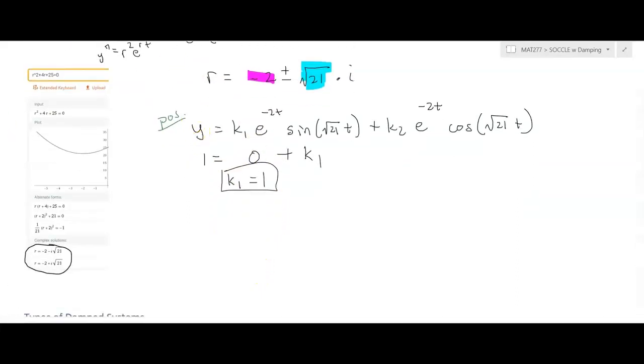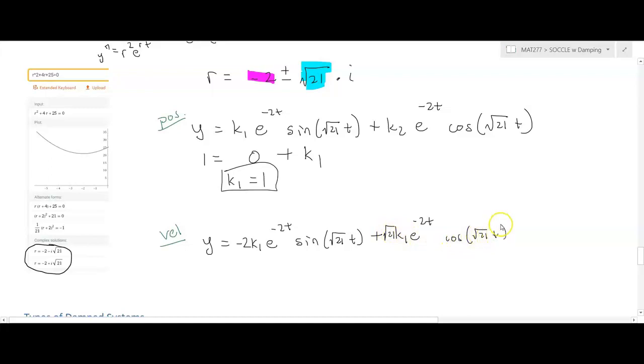Now to get velocity, we have to take the derivative of this function, and that's where I just said it gets a little bit messy. So by the product rule, it's f prime g plus f g prime. So k1, the derivative of e to the -2t is -2 e to the -2t. Second function untouched. Plus the first function times the derivative of the second, which is going to be the square root of 21 cosine of the square root of 21t.